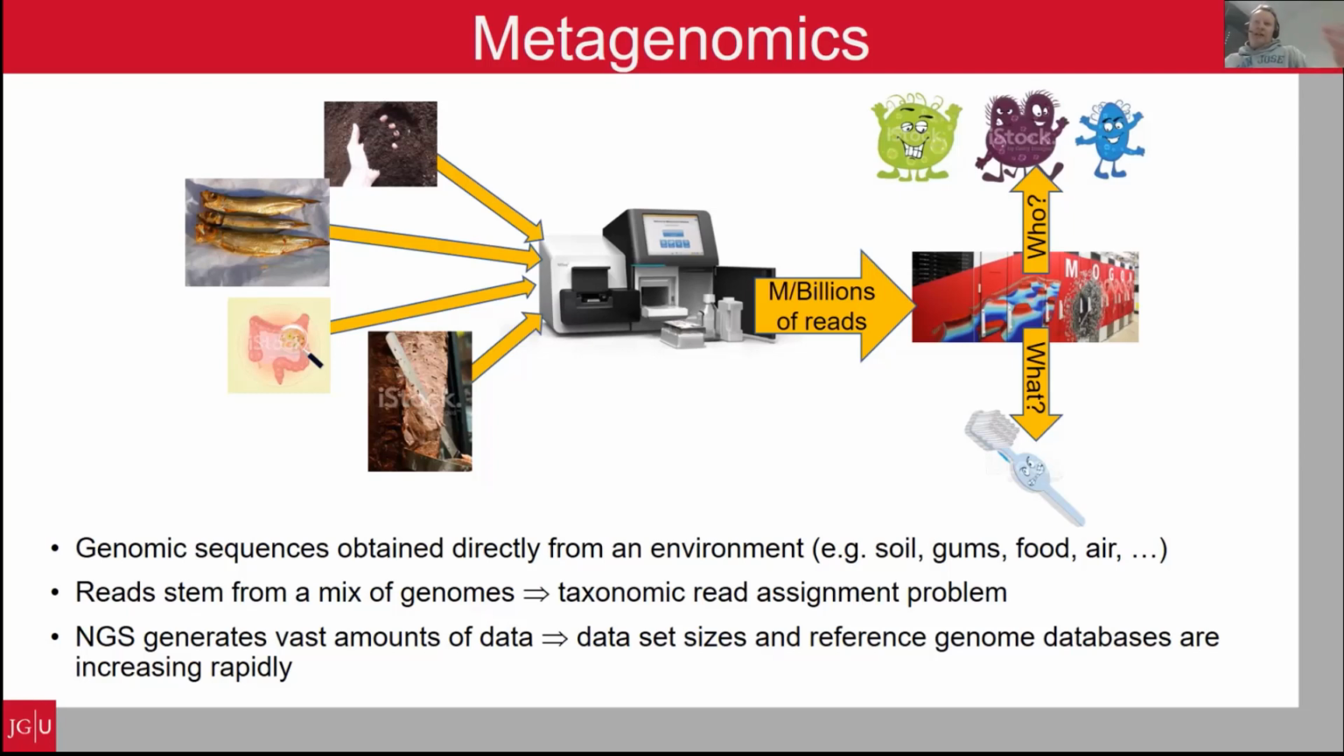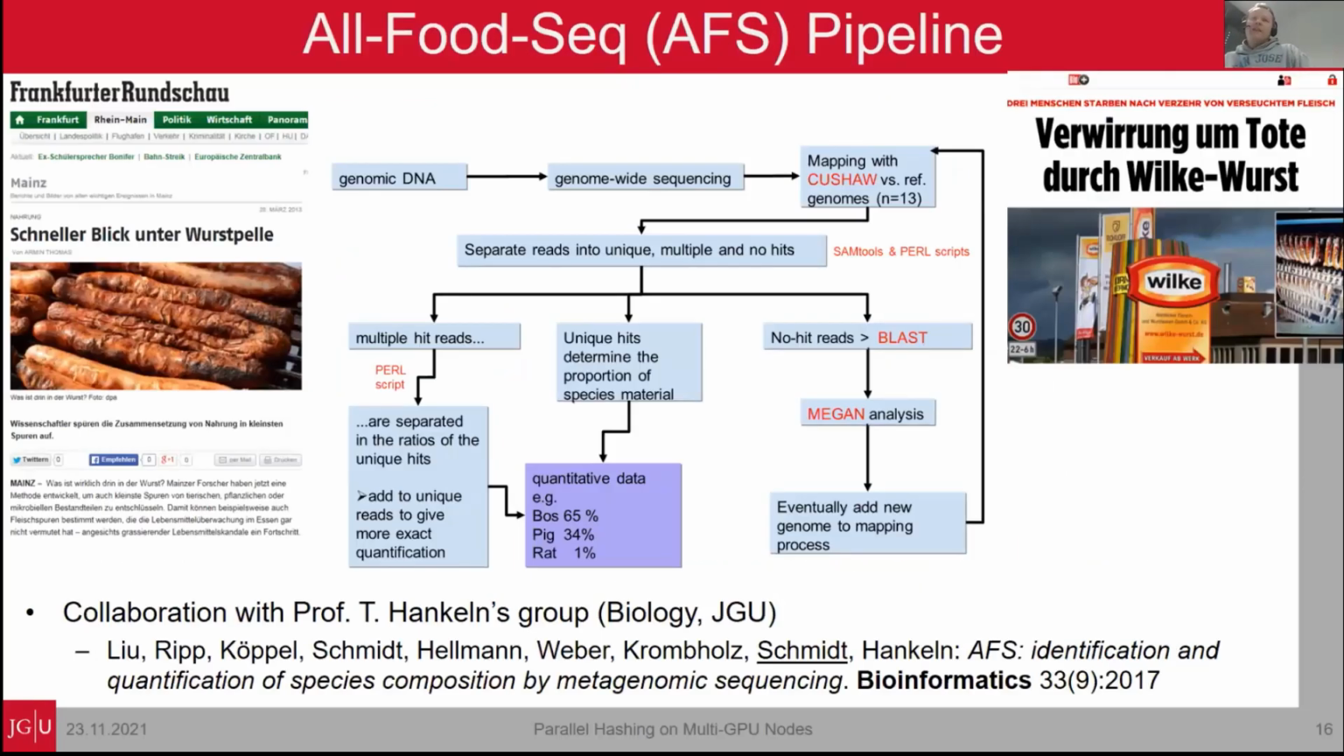And so this requires two big data sets and a comparison of these reads to these reference genomes. This can be done very well with those hash tables that we have seen on the previous slides and with the WarpCore library on GPUs. We actually started with that several years ago as a collaboration with the biology department at our university, with Professor Tom Hanken's group, where we sequenced food, in particular sausages, as you can see here.